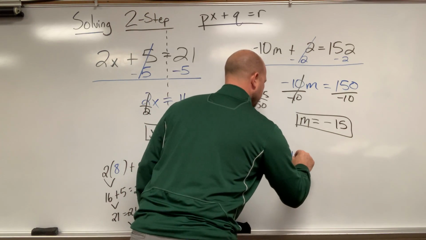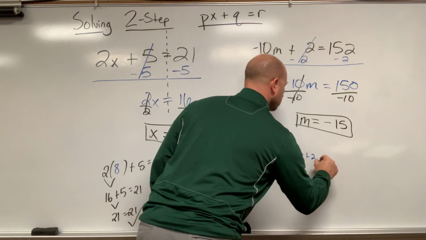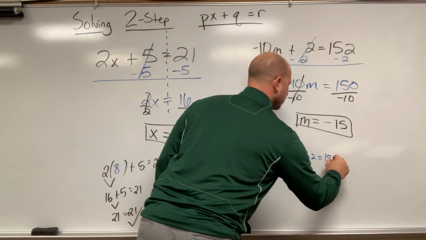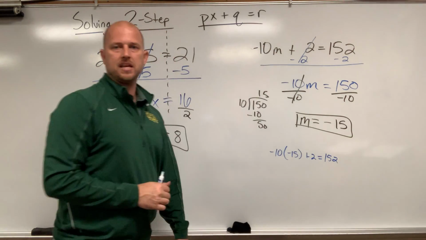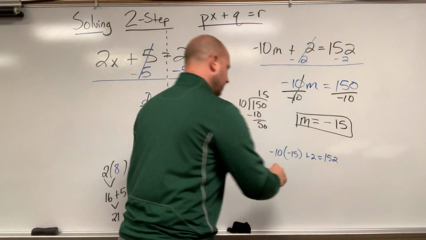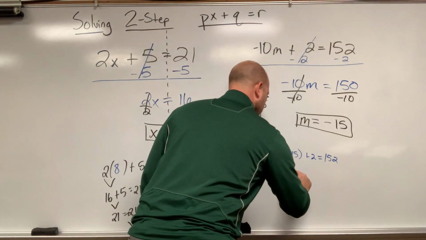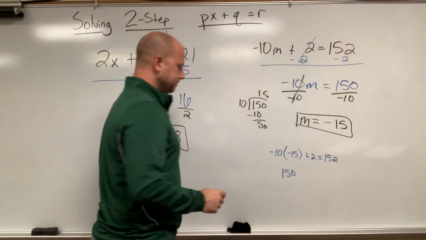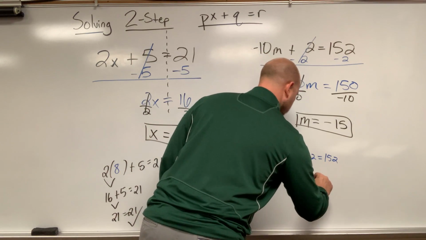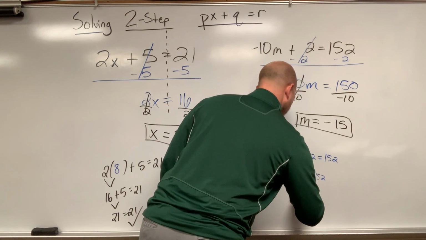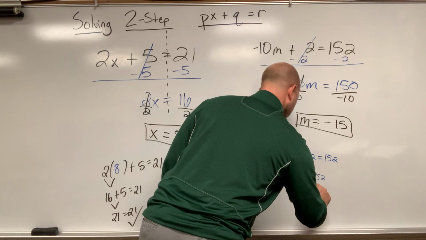Negative 10 times negative 15 plus 2 equals 152. Negative 10 times negative 15: same signs are positive when you multiply and divide. So 150 plus 2 equals 152.